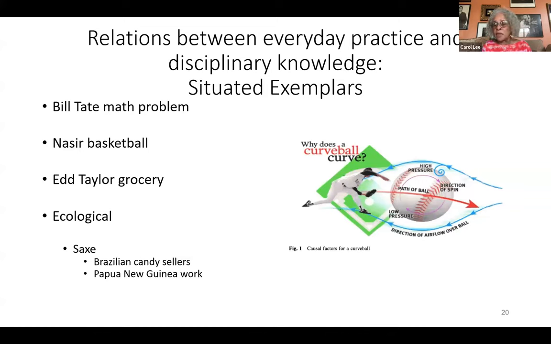Naila Nasir has done a lot of work with kids who play basketball and their ability to understand the statistics in basketball, but not in classrooms. Ed Taylor did work with, I think, either kindergarten or first grade kids, low income, who would shop at a grocery store after school, looking at the kinds of mathematical computation they engaged with, and developed assessments that matched onto that. Or Jeff Saxe's work with poor kids who didn't even go to school, who were selling candy on the street. And then Brian Brown's work studying baseball pitchers' understanding of the physics of curveballs.